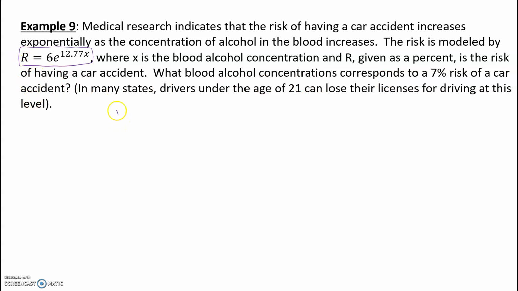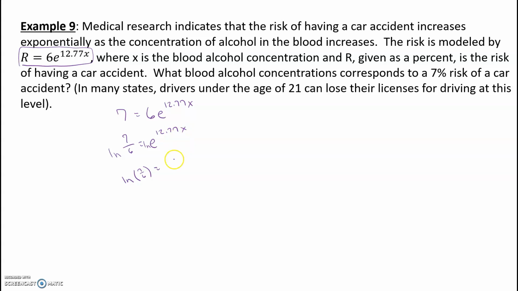So we know the risk is 7%. And we're going to plug that in and solve. So the first step, I would divide both sides by 6. I'm going to leave that as 7 over 6, so I don't have a calculator right now. All right. I'm going to take the natural log of both sides. So we have the natural log of 7 divided by 6.